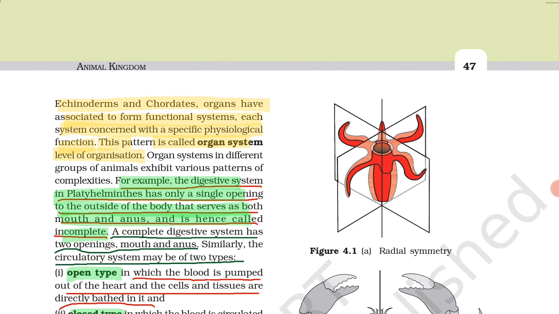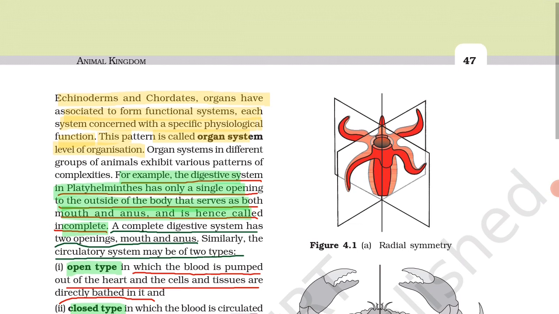Next is organ system. Different groups of animals exhibit various patterns of complexity. For example, the digestive system in platyhelminthes has only a single opening to the outside of the body that serves as both mouth and anus, hence it is called incomplete. Now we have to see about various systems.